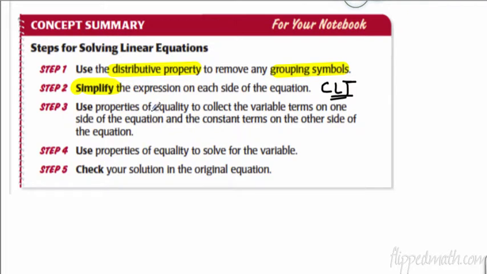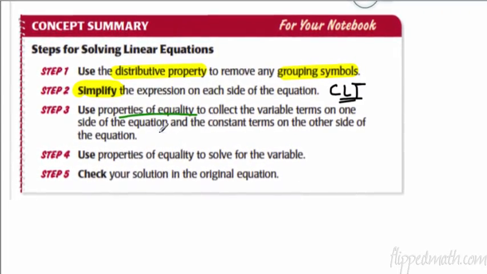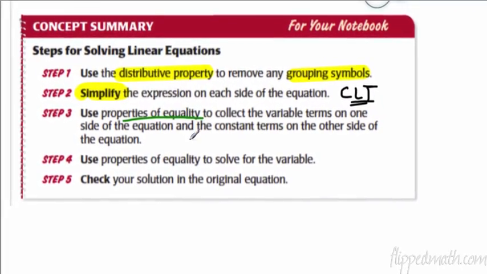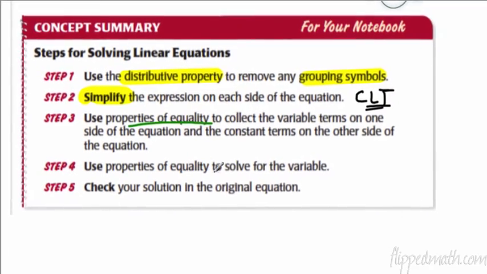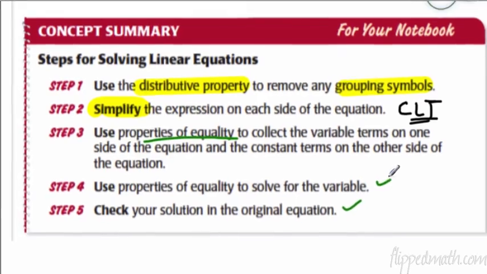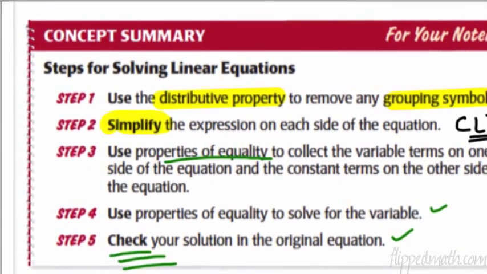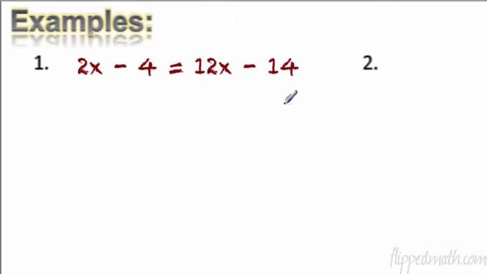Step 3, use the properties of equality. That basically means you multiply both sides of the equation, subtract both sides of the equation. You remember those. To collect the variable terms on one side of the equation and the constant terms on the other side. Remember, we always look for the variable term that is the smallest. Remember that, right? And use properties of equality to solve for the variable. You check your solution in the original equation. It surprises me how many people are too lazy to check their solution to see if they're right, especially on a mastery check.